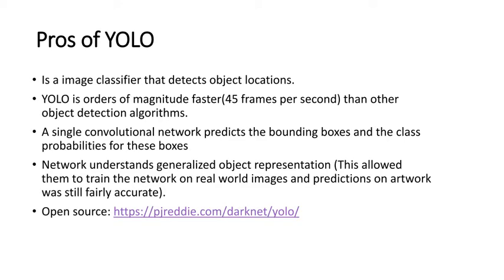What is you only look once? It's basically an image classifier that detects object locations within a picture. It's really fast. It's going by 45 frames per second to detect the object itself, and it's using a single convolution network to predict the bounding boxes and the class. Then you will have some boundaries and you will have the probabilities itself. The network understands generalized object recognition and represents the prediction of the artwork.